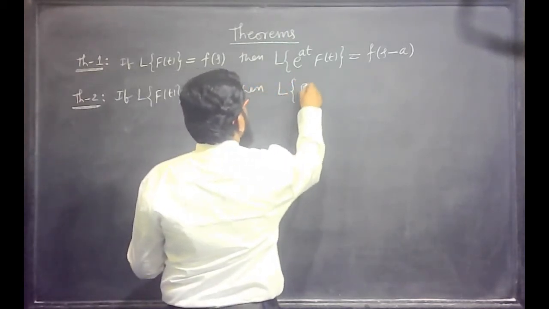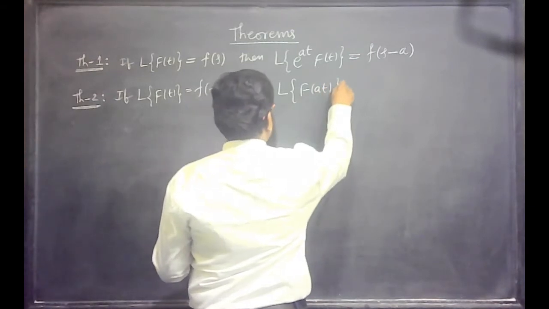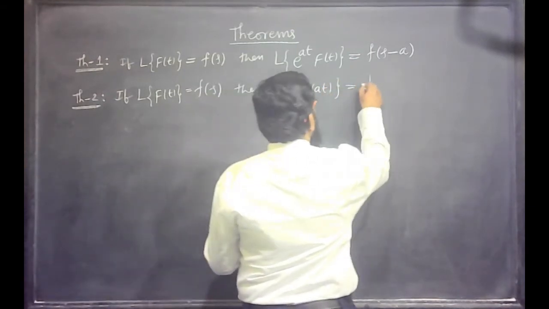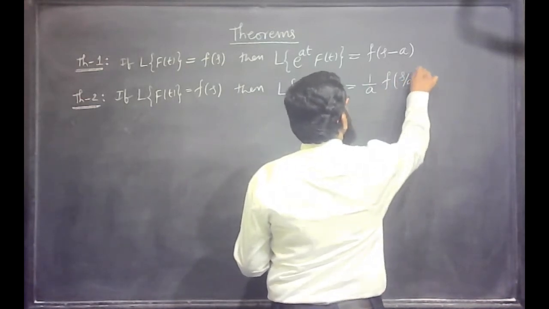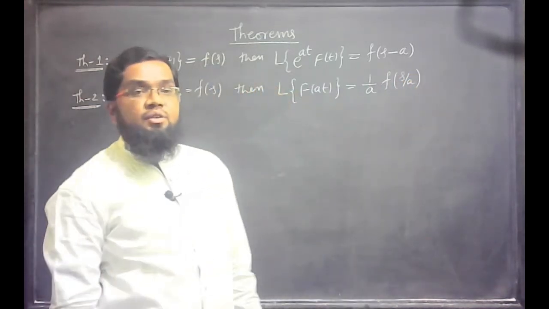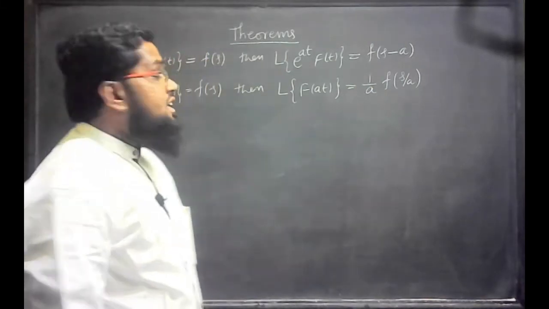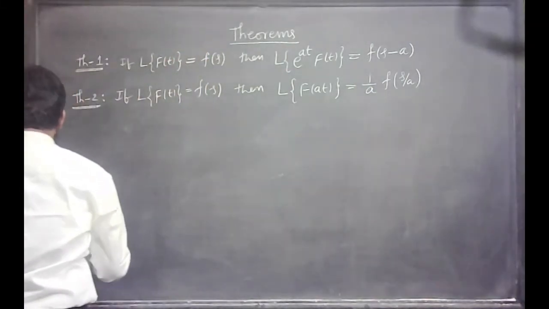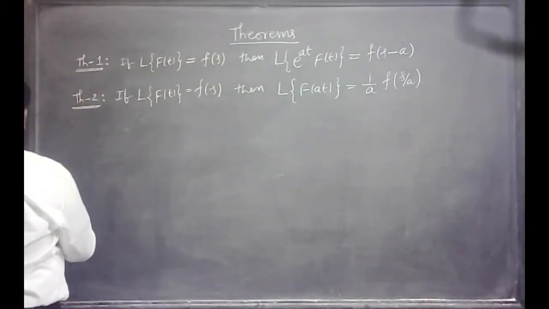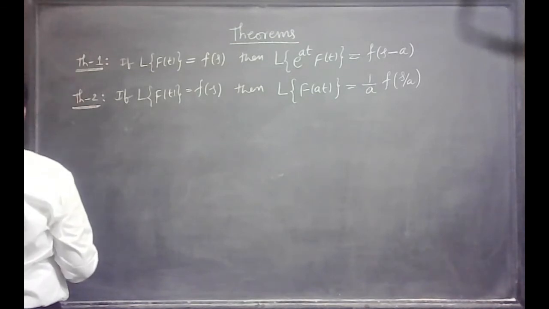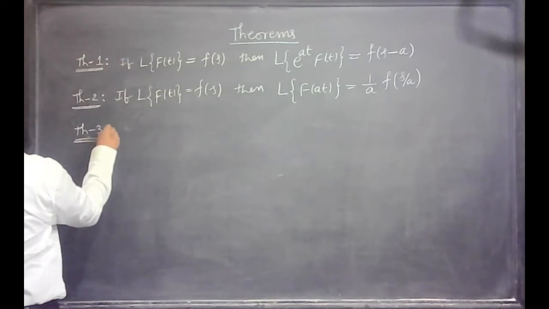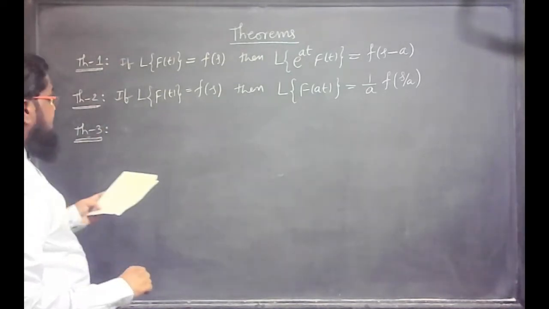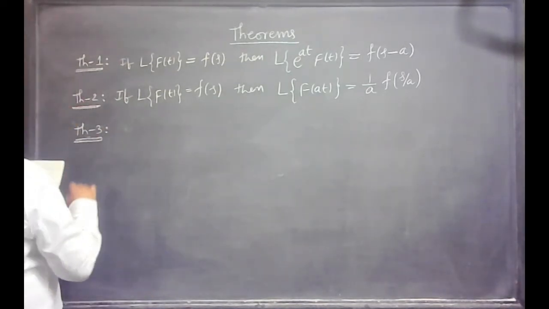Laplace transformation of f of at, change of scale property, will be equal to 1 by a into F of s by a. 1 by a into F of s by a. Okay, fine. Next, theorem 3 as follows. See, I am writing only the important theorems that are required for me, not all the formulae.